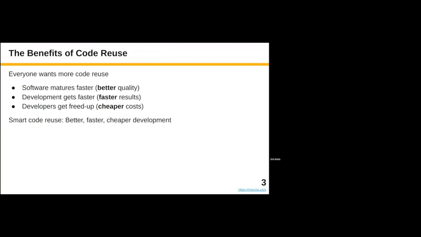There are many good reasons, but one important reason, of course, is that we want to get better, faster, cheaper code reuse. So if we share more code, if we reuse more code, that code matures faster, which means better quality because bugs are discovered faster. Development gets faster because you reuse code. And similarly, you get freed up from doing basic components over and over again. So in general, it gets cheaper, or you get freed up to do more stuff again faster.